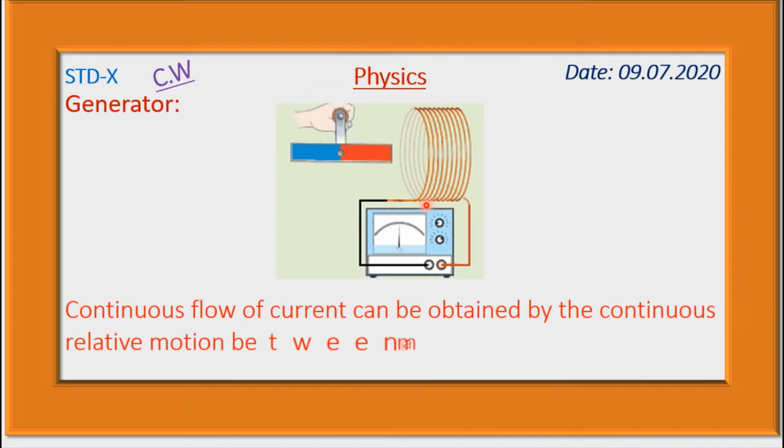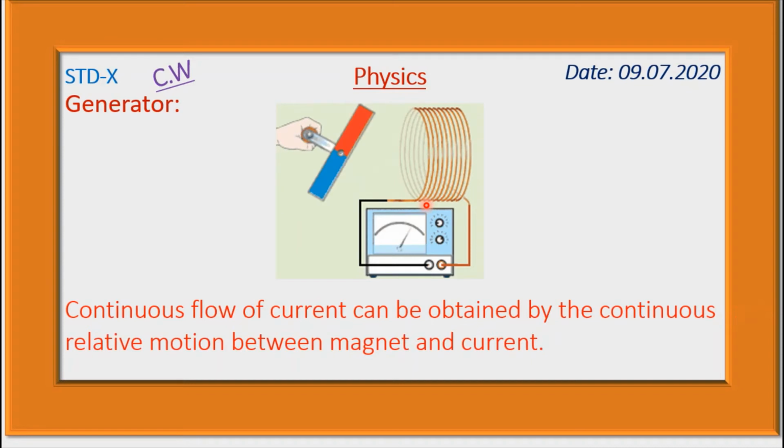Continuous flow of current can be obtained by continuous relative motion between magnet and coil. That means if we maintain a relative motion between magnet and coil, then an induced current or induced voltage is produced through the coil. Using this principle, we can prepare a generator.